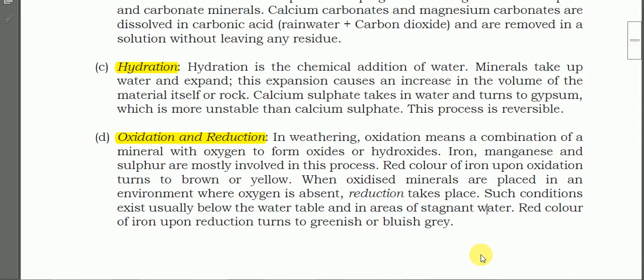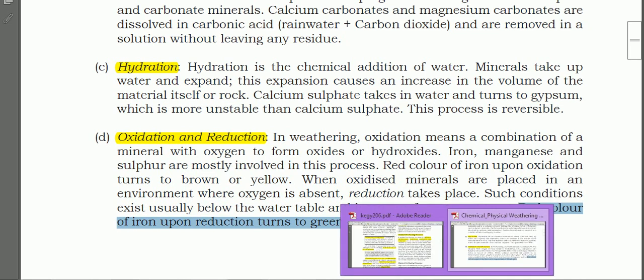When there is reduction, instead of turning the rock brown or yellow, it will be a greenish or bluish gray. The red color of iron upon reduction turns to greenish or bluish gray. So when there is a reduction process on a rock containing iron or manganese or sulfur, it will turn into greenish or bluish gray.